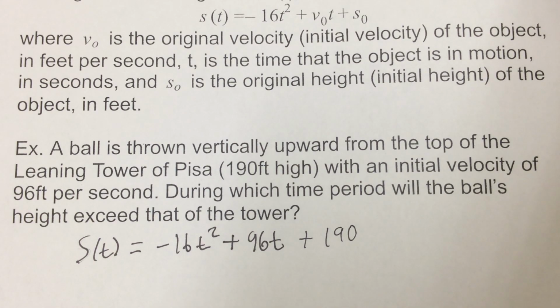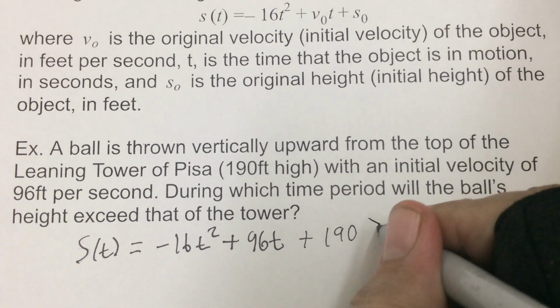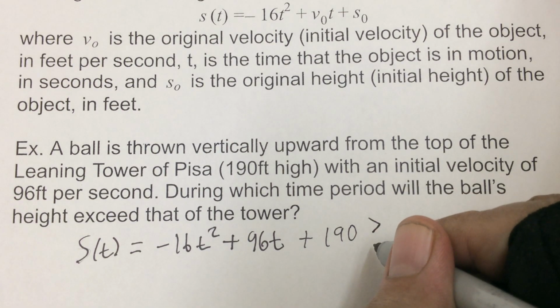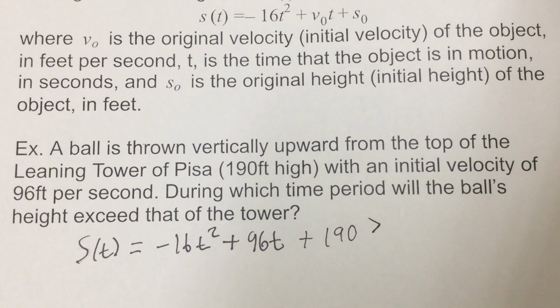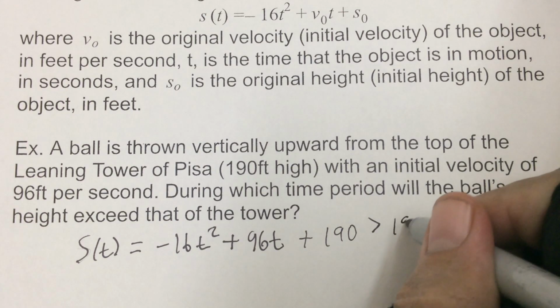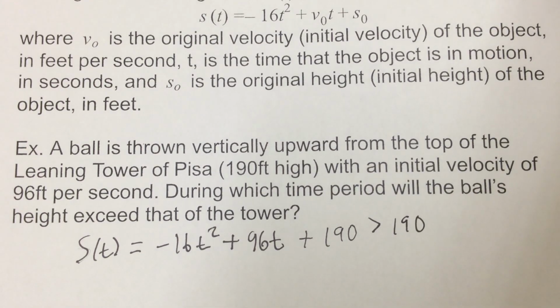Now, we want to exceed the height of the tower. So taller than the height of the tower, we're going to be bigger than the height of the tower. So greater than. And since we're exceeding, we're going to say just greater than, not equal to, because that's when we're the same, not exceeding. But the height of the tower is 190, so we have to be bigger than that.